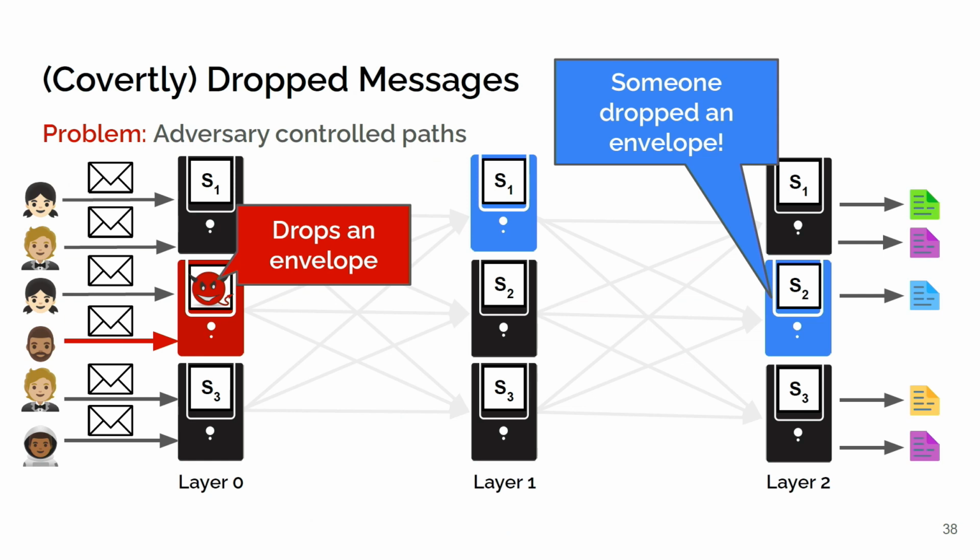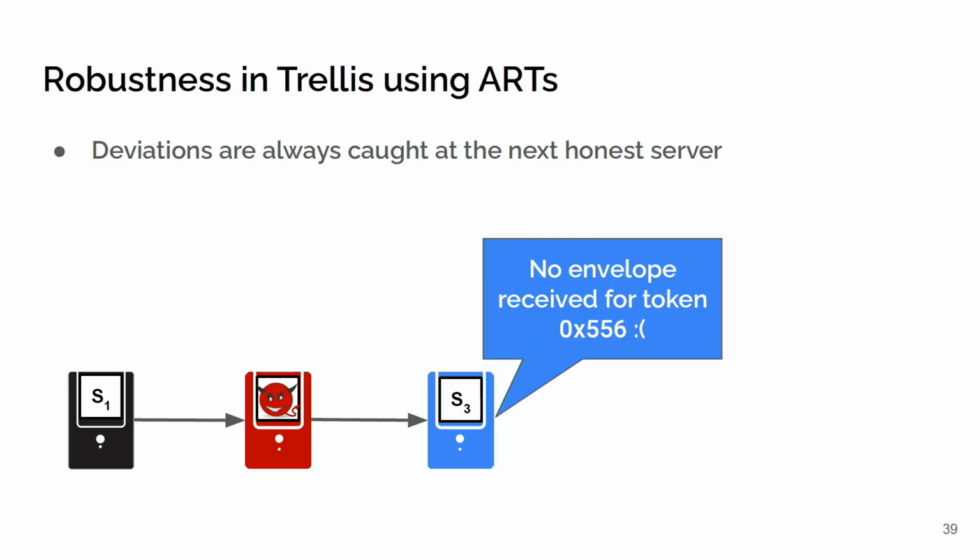So now, what happens here? A server later down this path will know that it was supposed to get an envelope that it didn't get. And it'll be able to report that fact. Okay, so who is to blame for this deviation? What the server should do is, in fact, blame the previous server. And we're going to look at why that is.